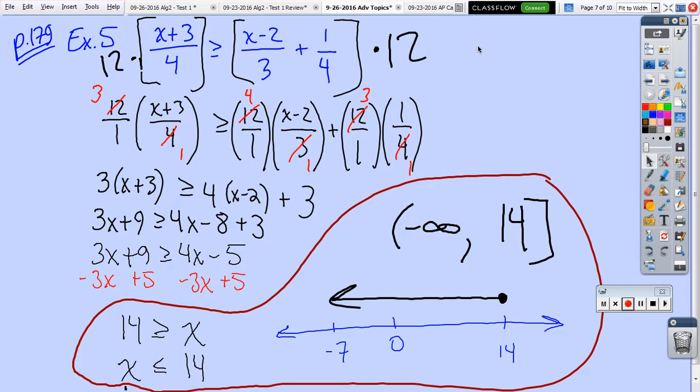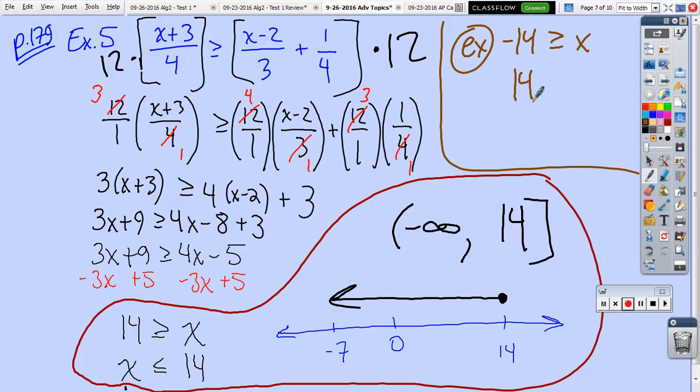It's a good question. If I had, for example, and this has nothing to do with this, negative 14 is greater than or equal to x like that, then you would flip it first. So I divide both sides by negative 1, then I would say 14 is less than or equal to x. And if I want to read x first, I just go around like this and say x is greater than or equal to 14.